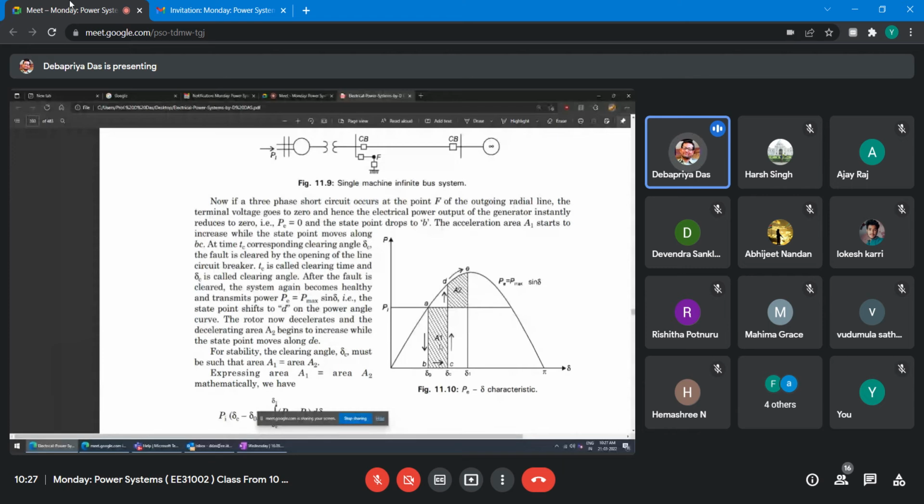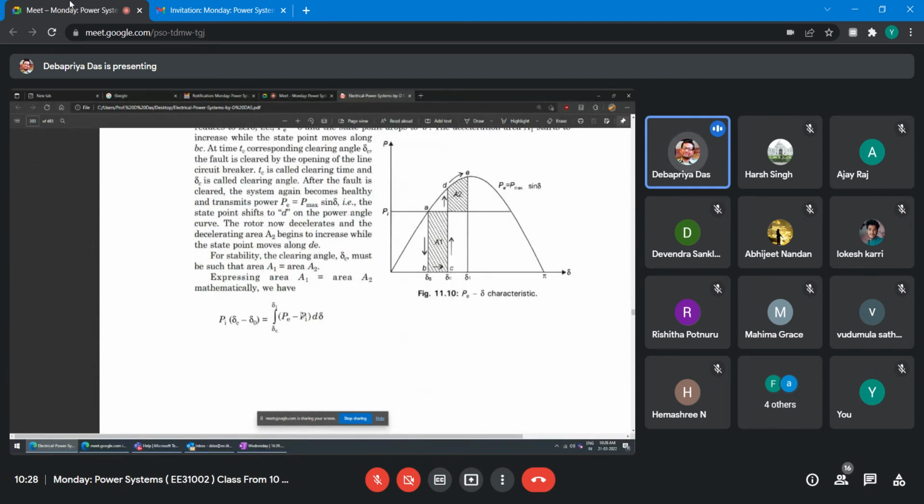So this is a rectangle. This height is Pi and this width is delta C minus delta zero. So Pi into delta C minus delta zero, this area, is equal to the integral from delta C to delta one of P max sine delta minus Pi d delta. So Pi times (delta C minus delta zero) is equal to the integral from delta C to delta one of (P minus Pi) d delta, that is, P max sine delta minus Pi d delta.